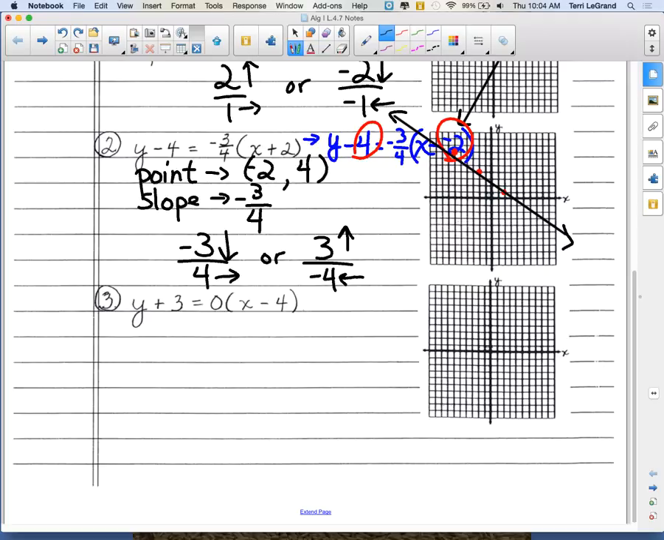Slope was negative. We expect the behavior to be falling from left to right. My line's falling from left to right. How about yours? Okay.